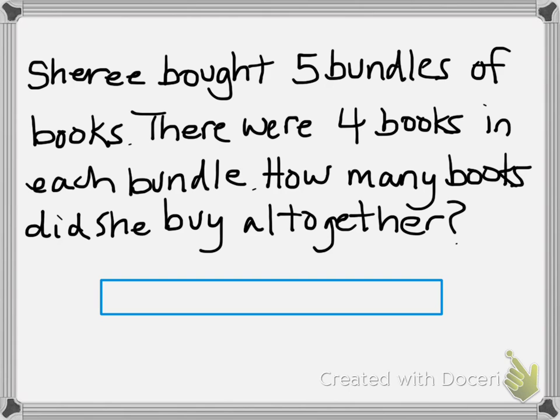So again, you have to read that question over several times so that you really understand and can remember what information was given. So again, we're going to use the bar, and it's telling us that Cherie bought 5 bundles of books. So I think that this bar is going to represent the bundles of books. So I'm going to divide it into 5 parts. So now that I have it divided into 5 parts, I'm told that there are 4 books in each bundle. So we have 4 here, 4 here, 4 here, 4 here, 4 here.